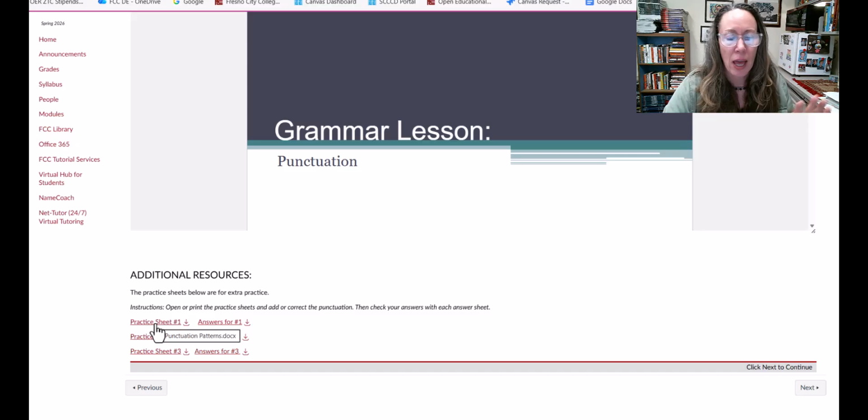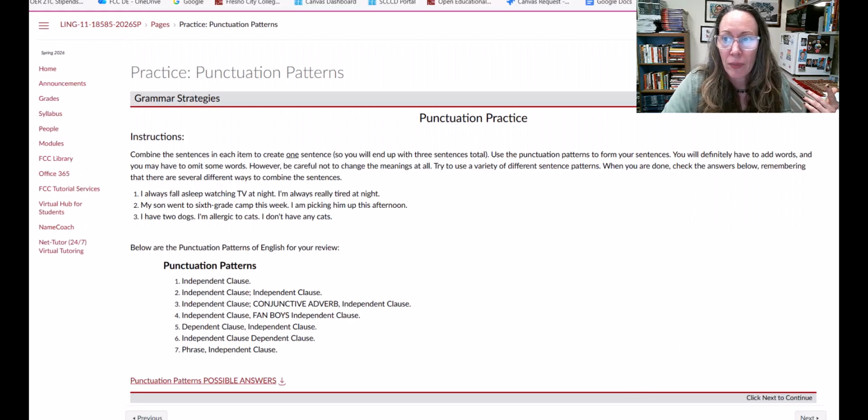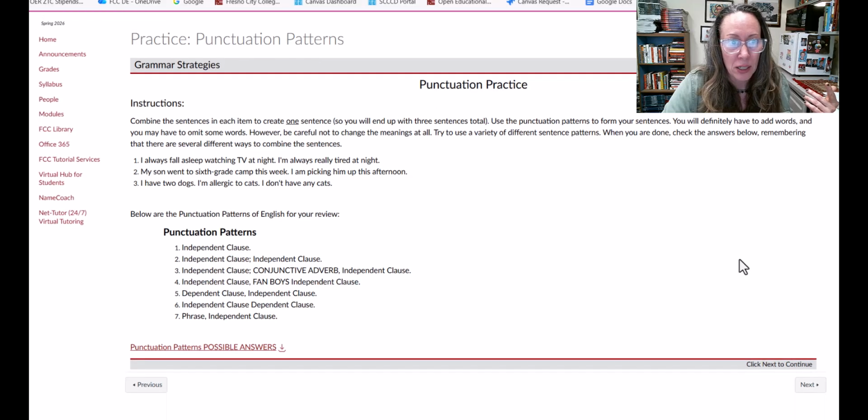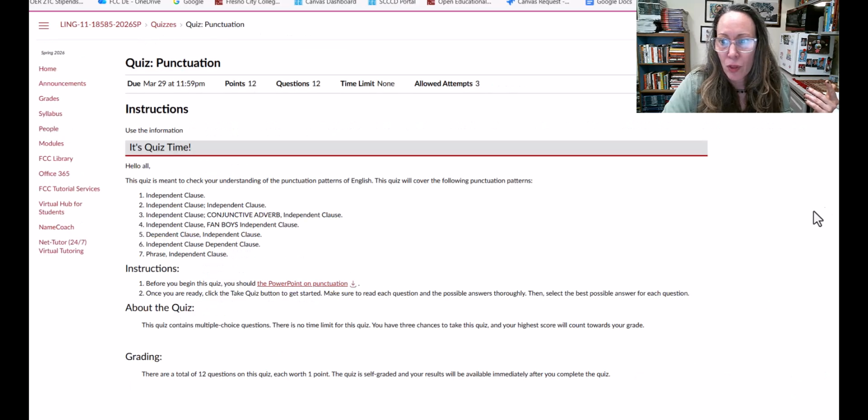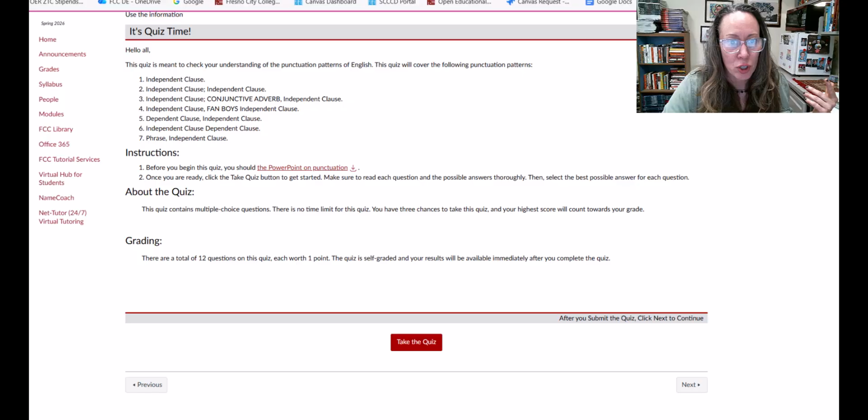This is just an exercise. This one is the answers. Another exercise, this one is the answers. So you can test yourself. You probably don't need to do all 3, but do as many as you want to until you feel that you understand this. And then more practice on the punctuation patterns. And then the punctuation quiz.